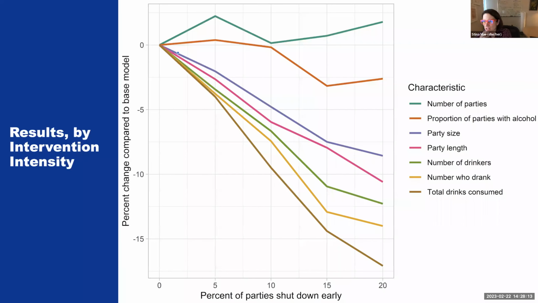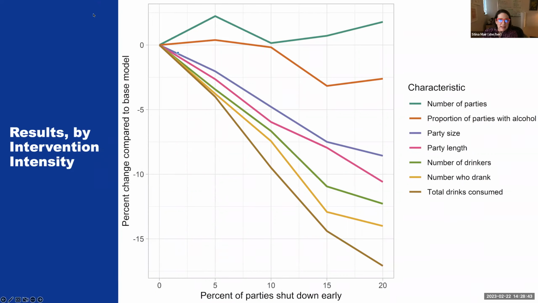These are not final results, but just to show you, for an example, this is between 0 to 20% of the parties getting shut down early along the x-axis. And the y-axis is the percent change in some of these output characteristics compared to the base model, right? When we don't shut any parties down 3 hours early. So some of them are just checks, right? Like the number of parties should stay the same. And that's because we didn't have any of them not start. We just had them shut down early.